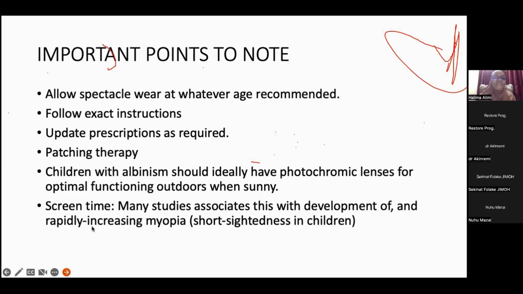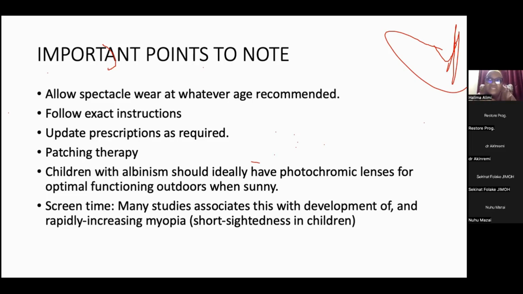Now, other important points to note is that we've already said that parents need to allow spectacle wear at whatever age it is recommended. They're never too young. Diet and eye drops are not an alternative. It's important to know that. And follow exact instructions as given. So if this child is supposed to wear the glasses all day long, please let them wear it all day long.